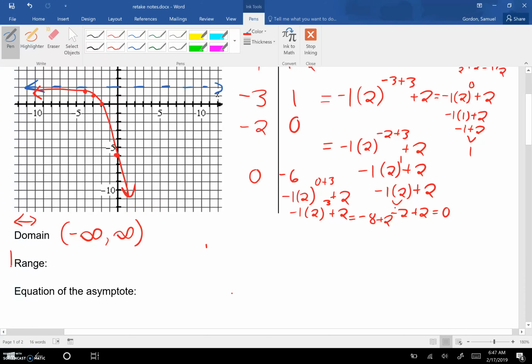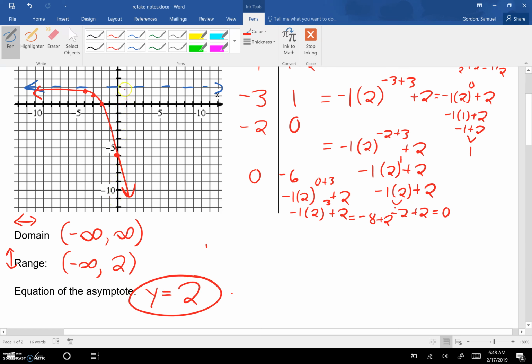Now the range, that's my up and down. This part's easy. How far down am I going to go? I go down to negative infinity. This arrow's going to keep going down forever. When I go up, I'm going up, up, up, and bam, I bump up against this asymptote. This line will keep increasing, approaching this asymptote, but never actually reaching it. So my upper bound is 2, because that's where the asymptote is. A lot of you would put just 2, but don't. It's an equation: y equals 2. You have to write the equation, not just a number.